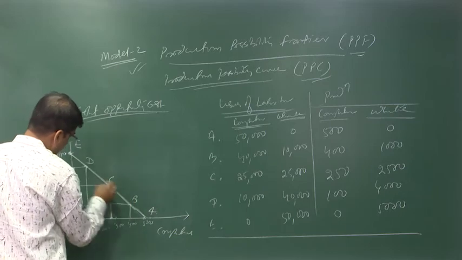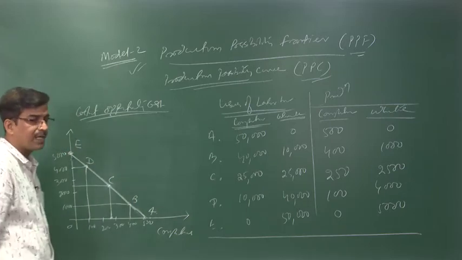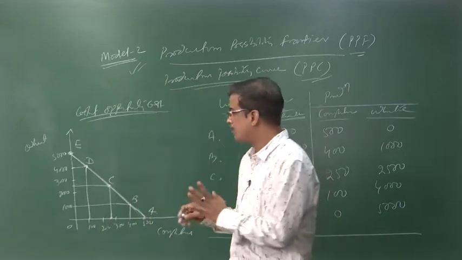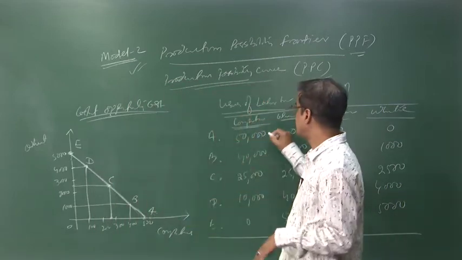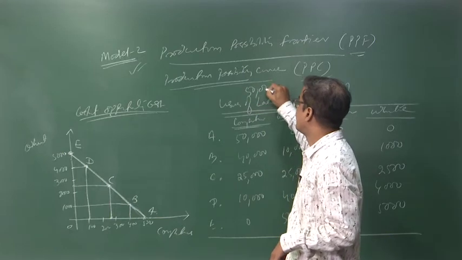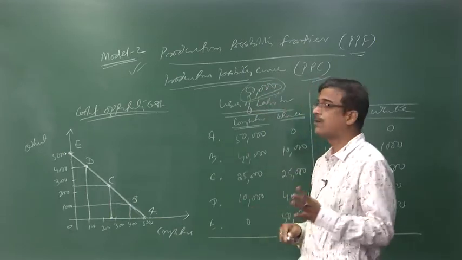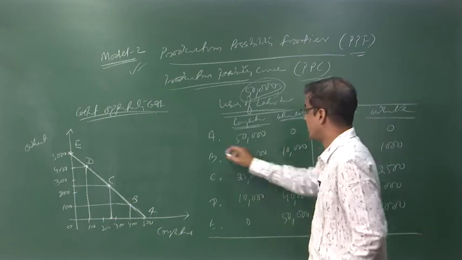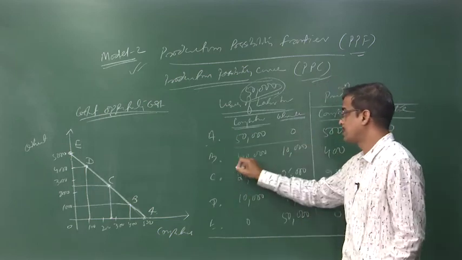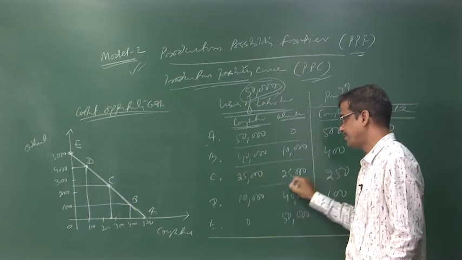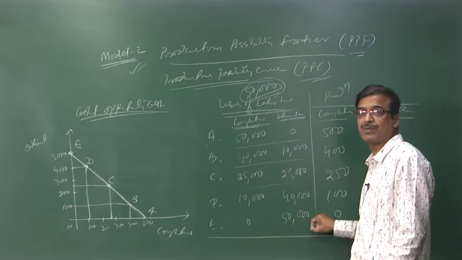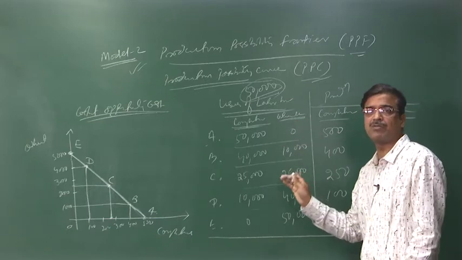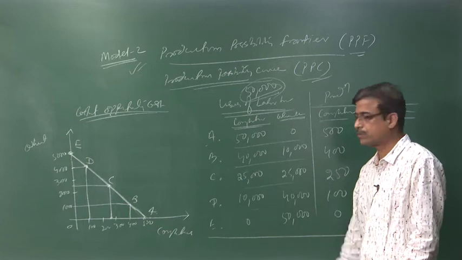At all these points, whether A, B, C or D, what you find is that the available resources, that is the 50,000 units of labor, the labor hours available to us, are going to be utilized fully. At point A it is 50,000, B 50,000, C 50,000, D 50,000 and E also 50,000. Everywhere we spend the 50,000 units of labor which are available to us.